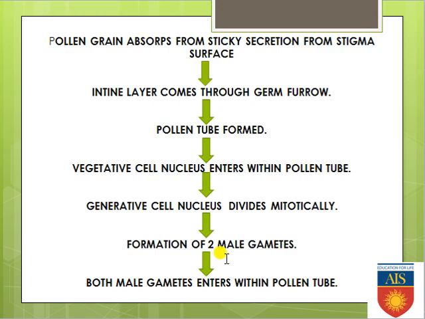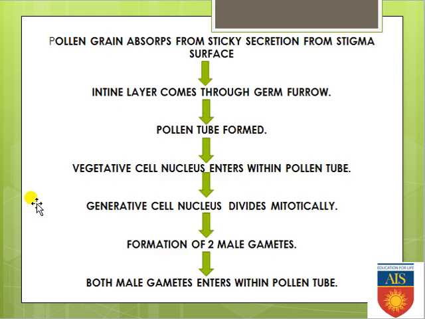Why has the vegetative cell entered at first? The reason behind it is that the vegetative cells are exclusively present for providing nourishment to the male gametes. So for that reason they have to move first within the pollen tube, then following them, obviously the 2 male gametes will be entering within the pollen tube. So I think the developmental process of the male gametophyte we have all understood in a proper manner. Now we are just going to the next slide.